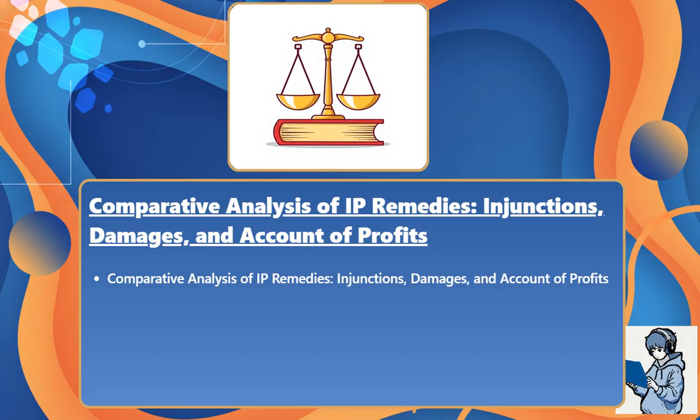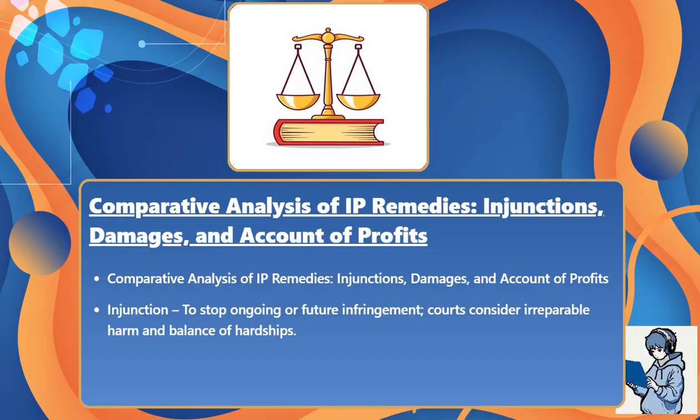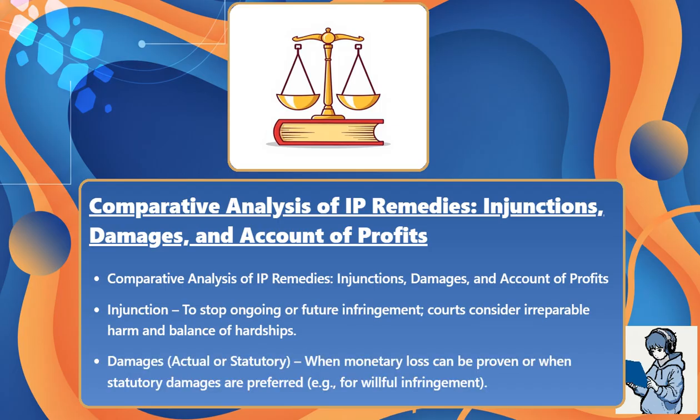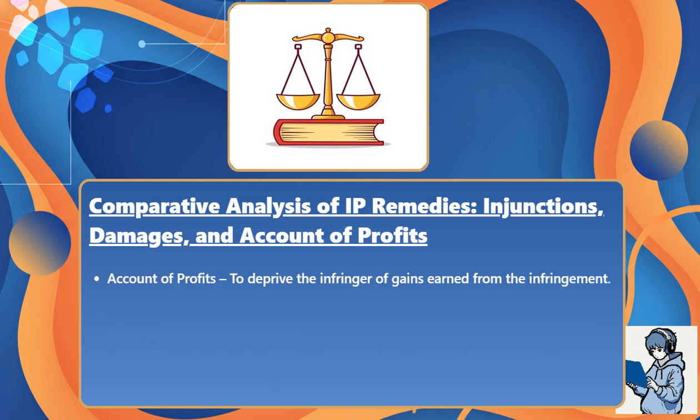Comparative analysis of intellectual property remedies: injunctions, damages, and account of profits. Injunction: to stop ongoing or future infringement. Courts consider irreparable harm and balance of hardships. Damages: actual or statutory, when monetary loss can be proven, or when statutory damages are preferred, for example, for willful infringement. Account of profits: to deprive the infringer of gains earned from the infringement.